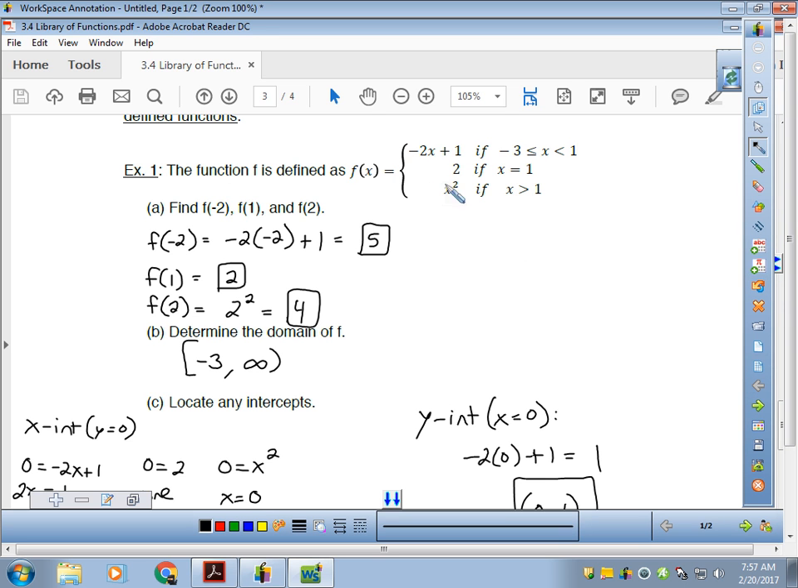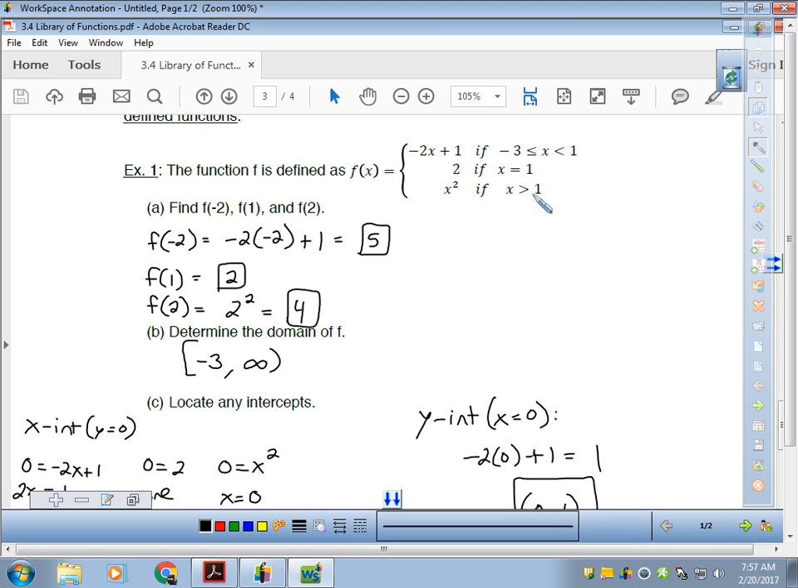Alright. The last piece says if x is greater than 1, then we use x squared. Now if we look back at our parent functions, x squared is a parabola. It's the one that looks kind of like a U. So we should expect the graph to kind of look like that. We're going to start by plugging 1 into this thing, because that's where this number is. So if I take 1 and plug it in, what is 1 squared? 1 squared is 1. So I should have a point at 1, 1.